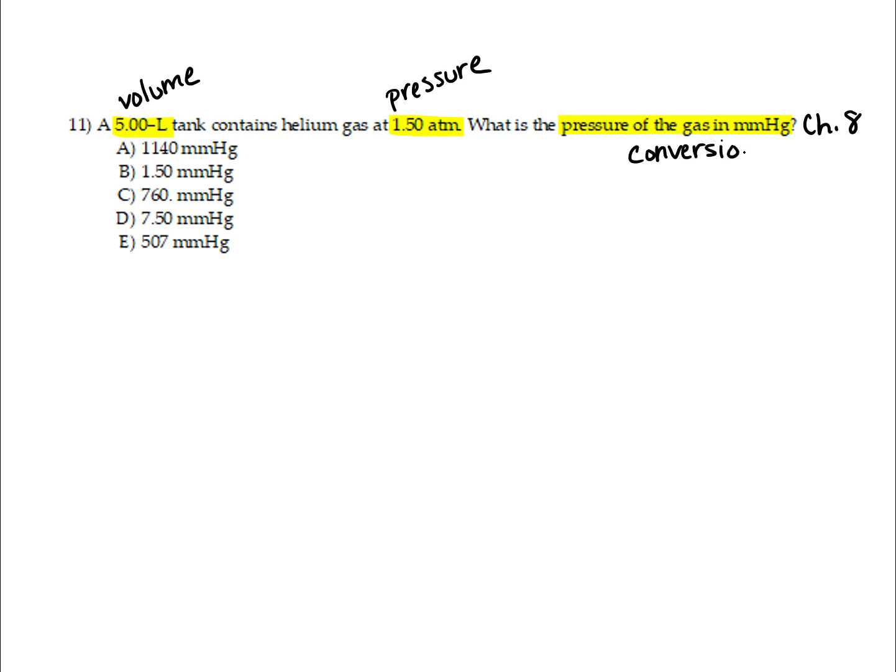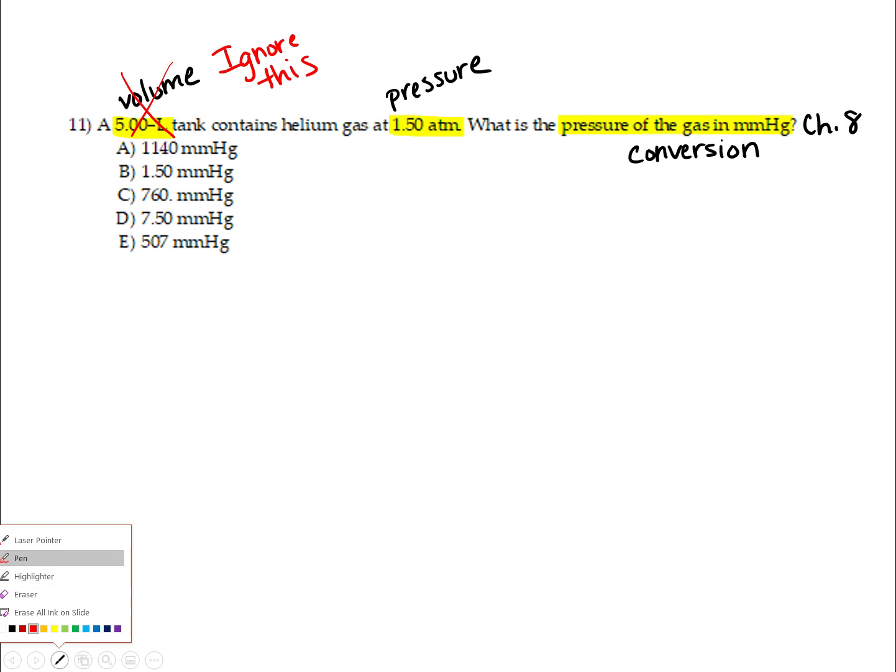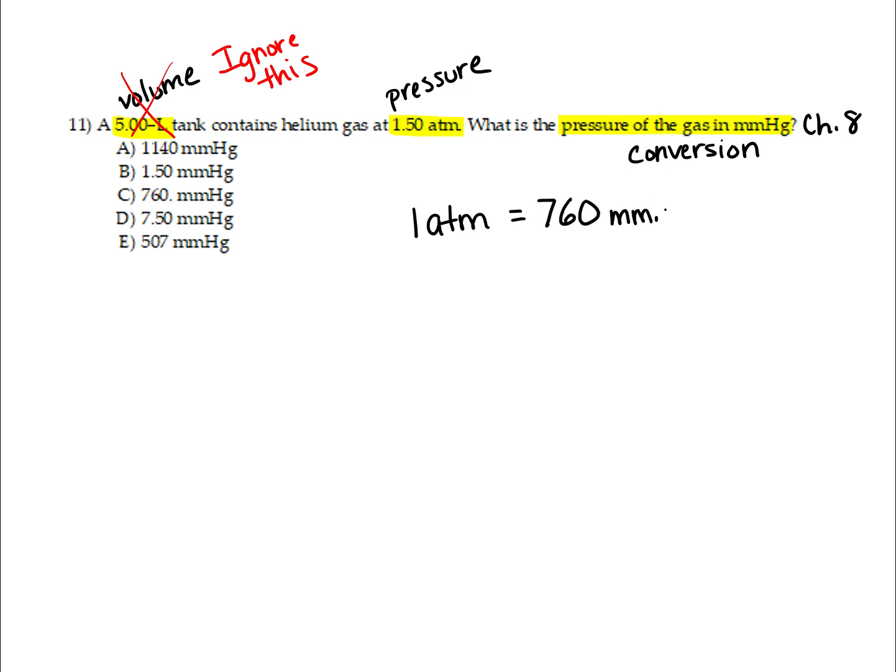That's a conversion question. So this volume, we don't care about it. Ignore it. We don't need it to solve this problem. All we need to know is how atmospheres and millimeters of mercury are related. So make sure that when you're going through these problems, you pay attention to what the question is. Sometimes you get additional information that you do not need. You do not have to use every single number in every single question. Sometimes the information is there to make sure you're paying attention.